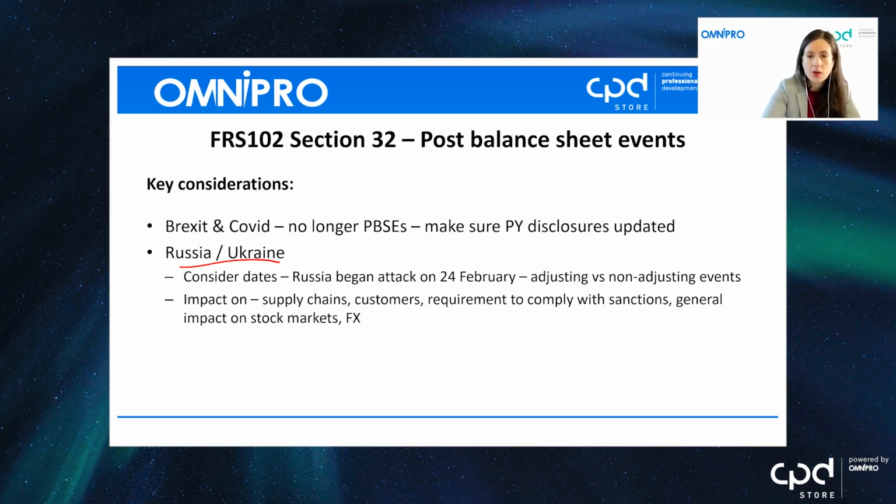It's not as simple as, well, my company has nothing to do with the Ukraine. It has a very wide impact. So you do need to think about if that crisis has had any impact on the supply chains that are affecting your clients, customers of your clients, any requirements to comply with sanctions as well, any general impact on stock markets or foreign exchange. So even if your client is an aircraft leasing company and they had significant business dealings with Russia or the Ukraine, you'd consider, well, how have they been impacted? Do we need to make a disclosure on that?